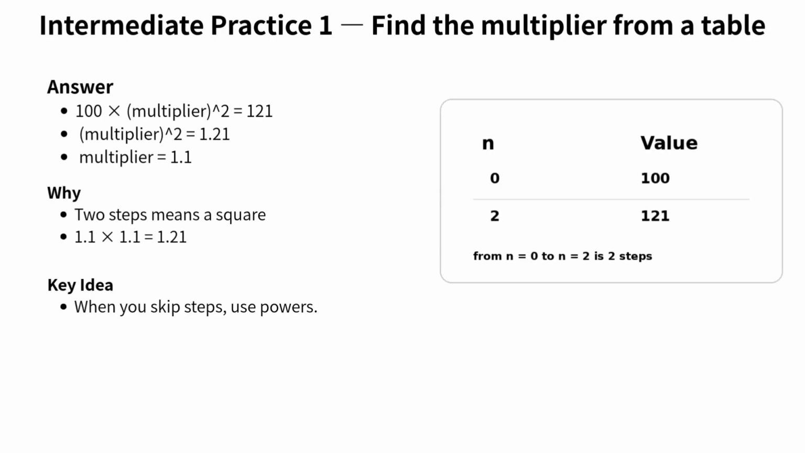From n equals 0 to n equals 2 is 2 steps. So the model is 100 times multiplier squared equals 121. Divide both sides by 100. Multiplier squared equals 1.21. Now ask, what number squared gives 1.21? 1.1 times 1.1 is 1.21. So the multiplier is 1.1. That also means it's growth, because the multiplier is greater than 1. This is a common SAT move. When the table jumps by 2 steps, use a square.